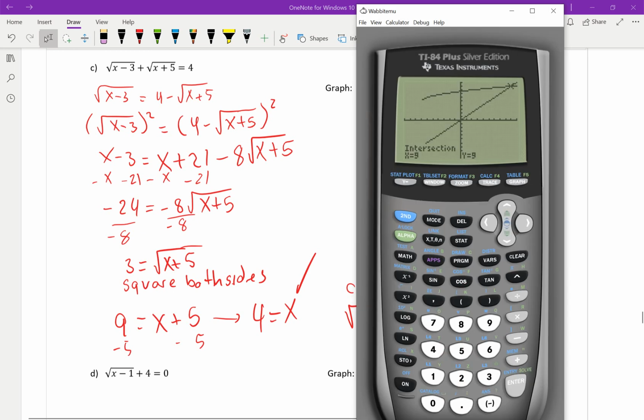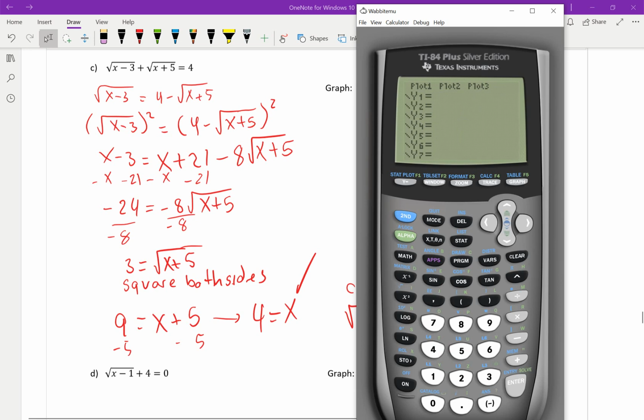Let me go to my plots, let me clear them. Clear the first one, let's clear the second one. So I'm going to enter, we can work with the original equation, or we could work with this equivalent equation here where we isolated one of the radicals. It doesn't matter. I'm kind of curious, so I'm going to explore the original equation.